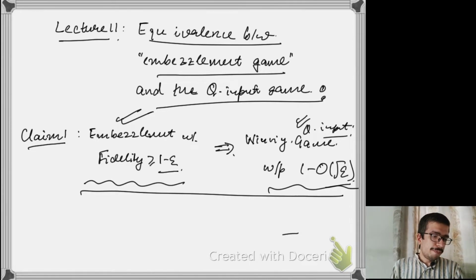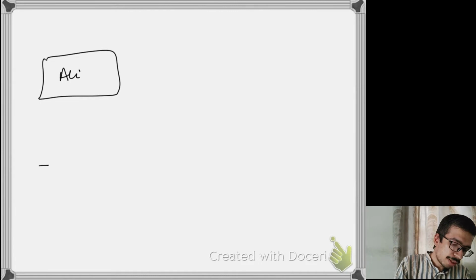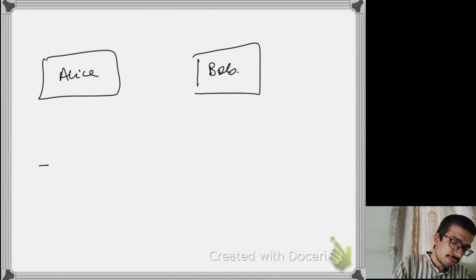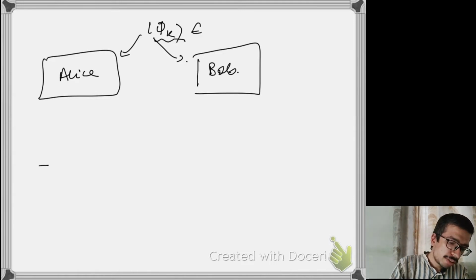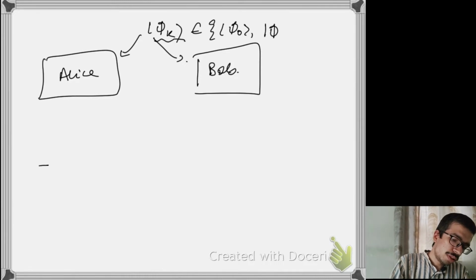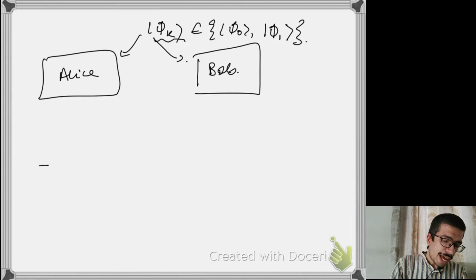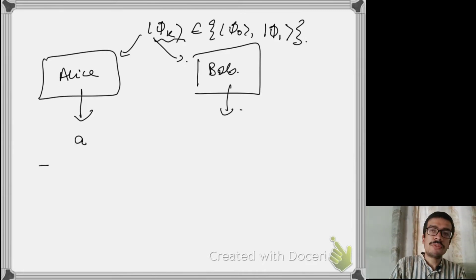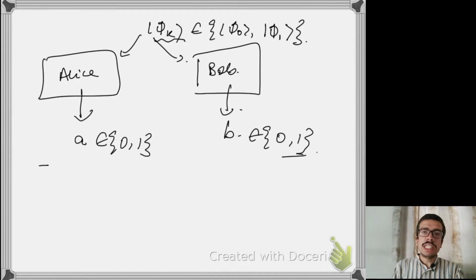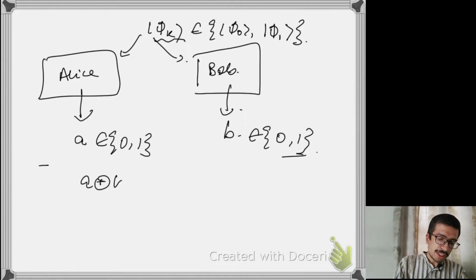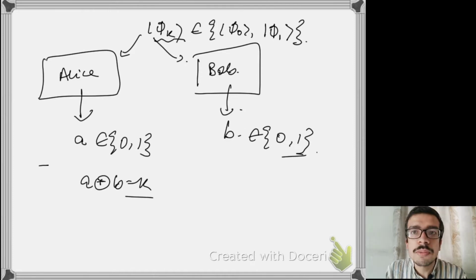So let's look back at that game. In the game we had Alice and Bob. They were given a quantum state as input. This quantum state was of the form ket phi k, so ket phi k was either ket phi 0 or ket phi 1, right? Alice was required to produce a bit A, Bob was required to produce a bit B, so these are all single bits, and essentially they win the game if A XOR B equals k. So if k is 0, that is if they receive ket phi 0 as input, then they must output equal bits. If k is 1, then they must output unequal, opposite bits.